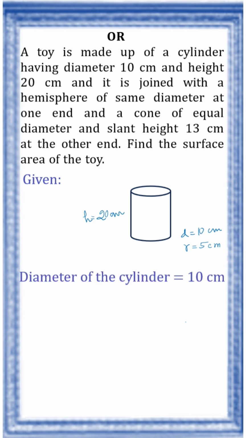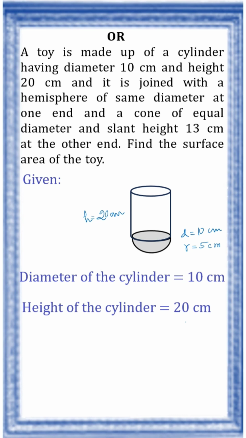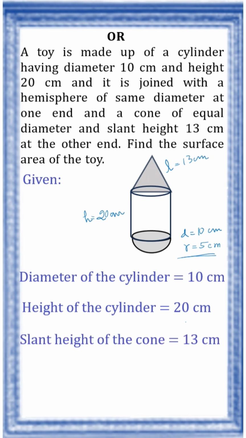We don't know which end. Okay. This is the hemisphere of same diameter, means its diameter is also 10 centimeter, so radius is 5 centimeter. And at another end it is joined with a cone of equal diameter, means its diameter is also 10 centimeter, so radius is 5 centimeter. And slant height is 13 centimeter. We have to find the surface area of the toy, means total surface area of the toy.